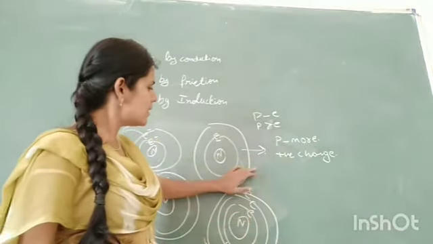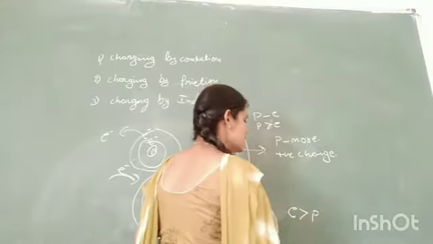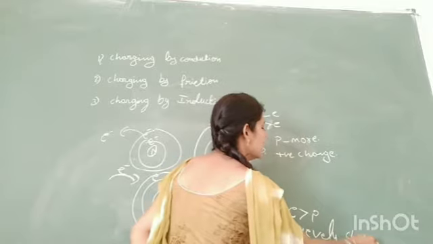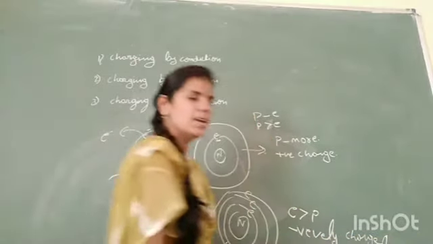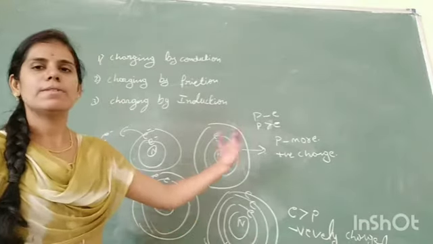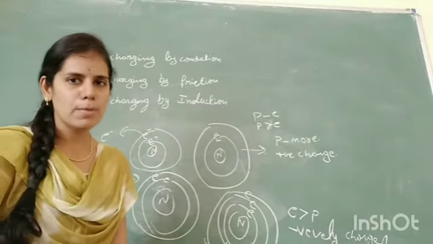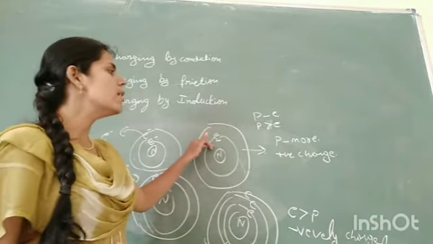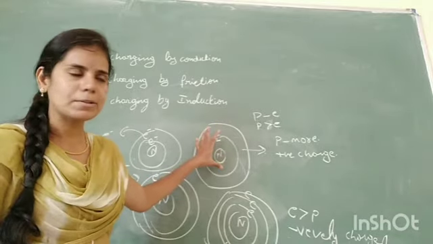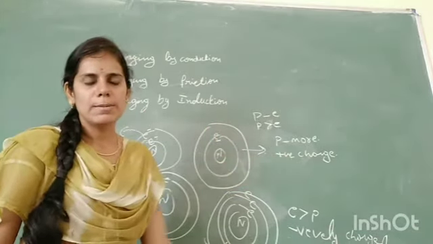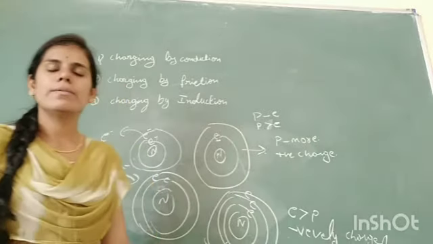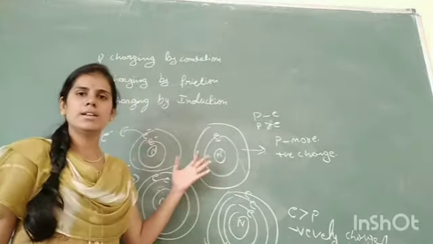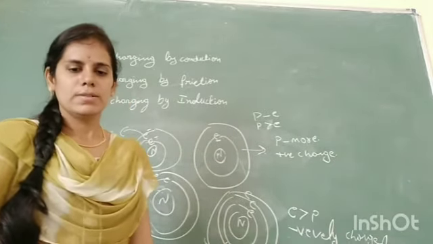Here electrons are more than the protons. Therefore it is a negatively charged body. In whichever material, if the number of electrons is more than the protons, definitely it is a negatively charged body. If the number of protons is more than electrons, then it is a positively charged body. In that way we can conclude whether it is positively charged or negatively charged. Clear? So we continue in the next class.